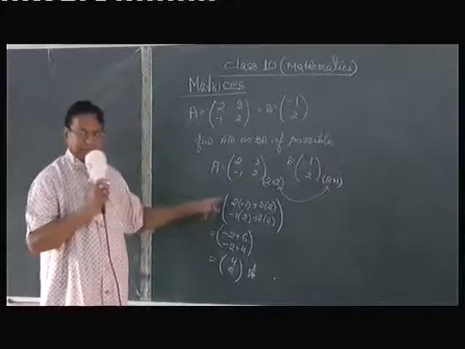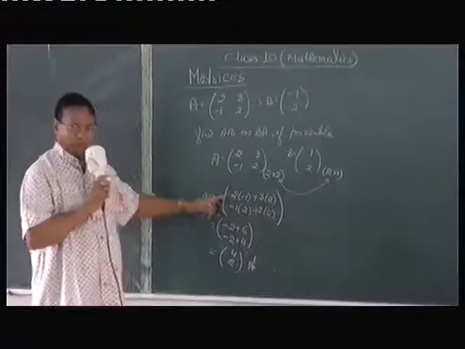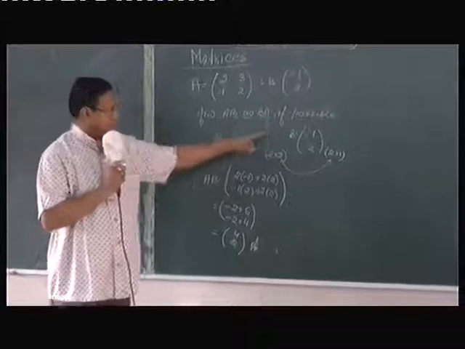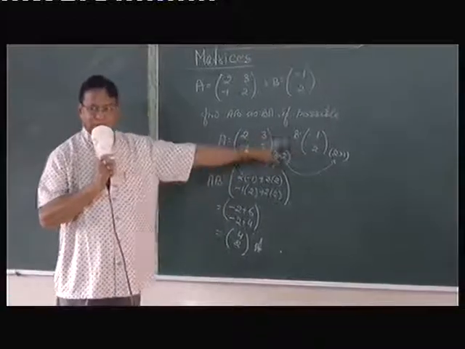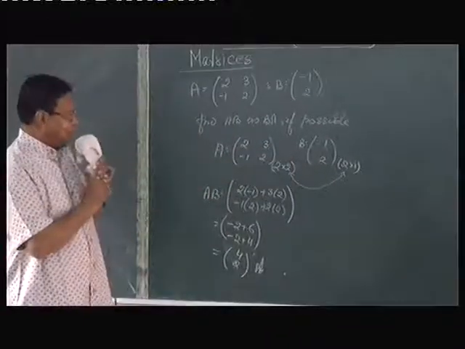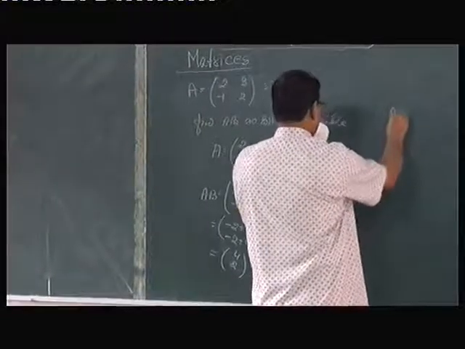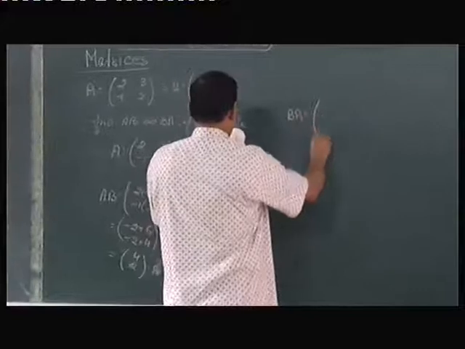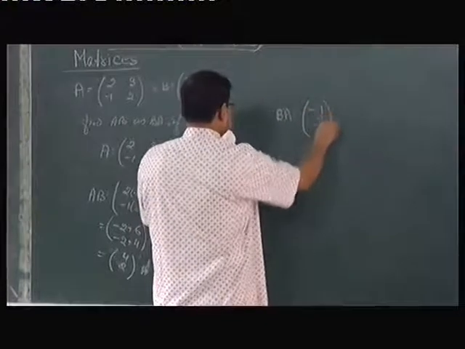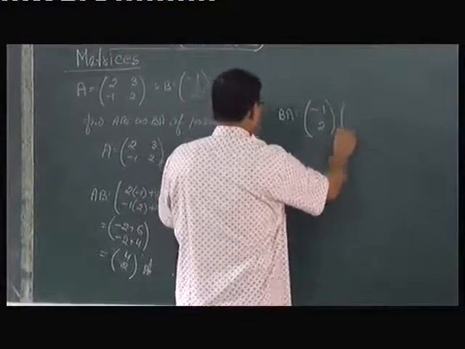It's only once, so I wrote it twice. It will be only once because first row with the first column, second row with the first column. Okay. Now look at, I said BA. Now when you look for BA, you write B first and then A.